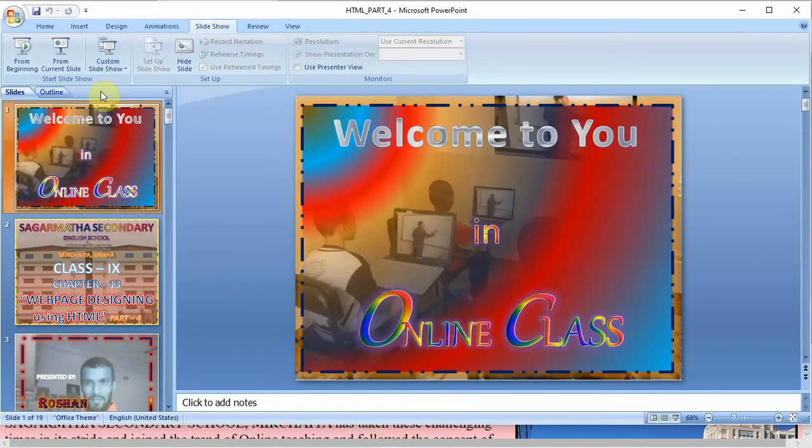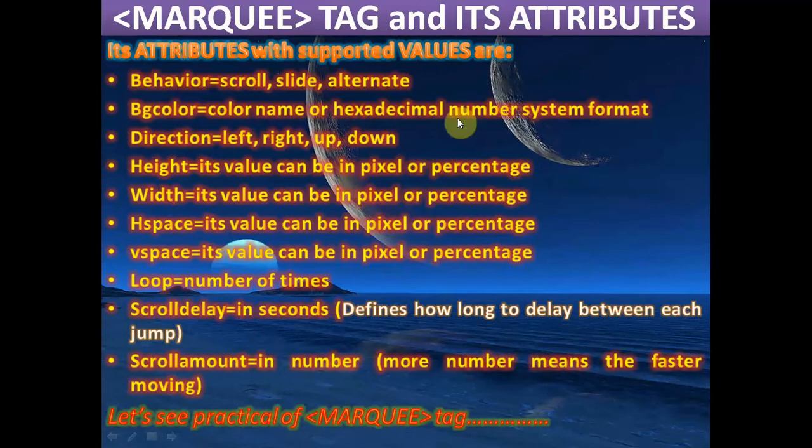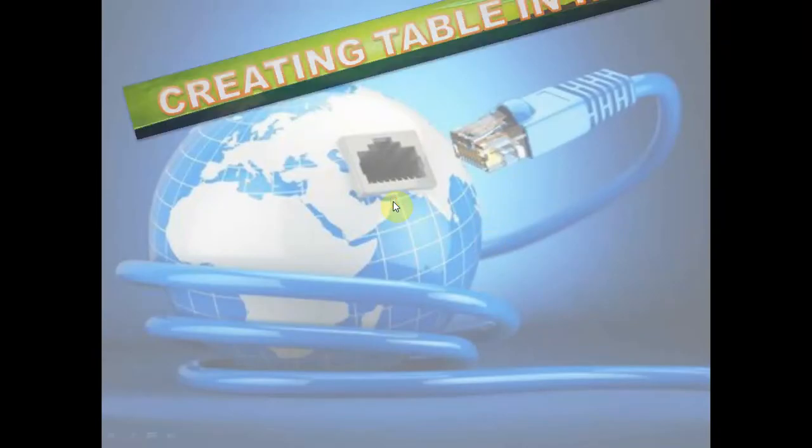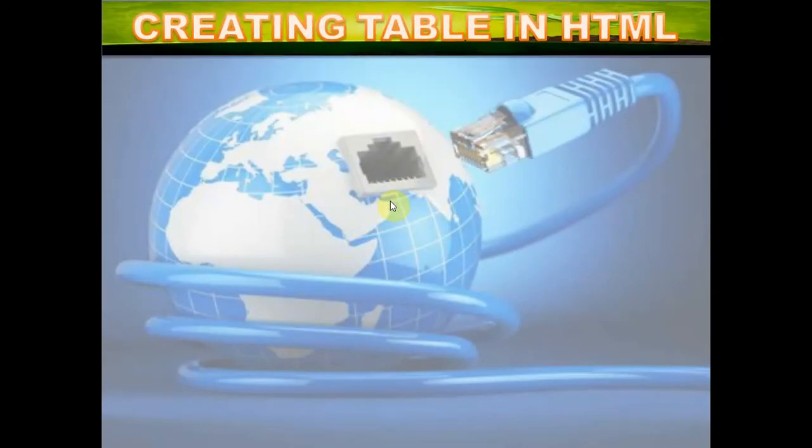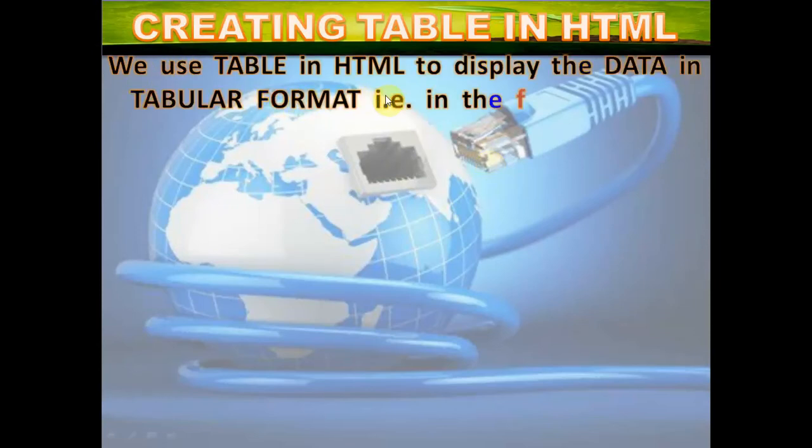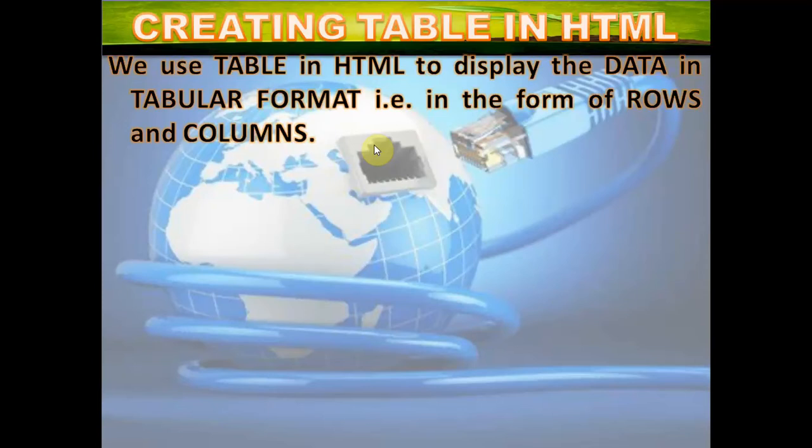So here you can see the marquee tag. I told you the use of all the attributes of the marquee tag. Now another slide. Now next you are going to learn how to create a table in HTML. We use a table in HTML to display the data in tabular format, that is in the form of rows and columns.